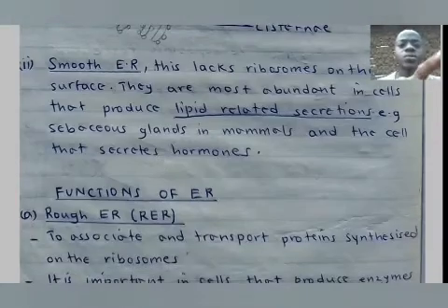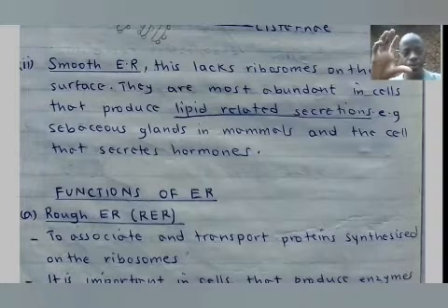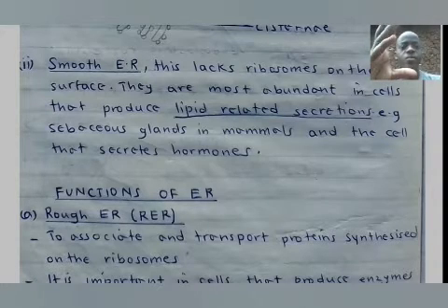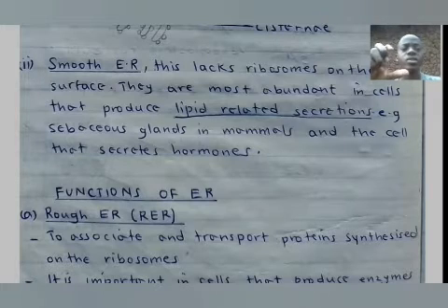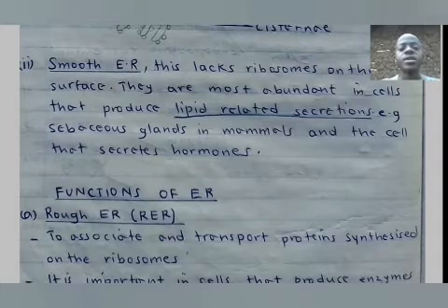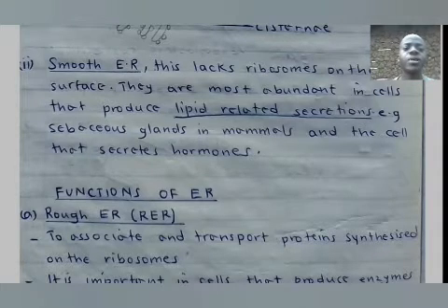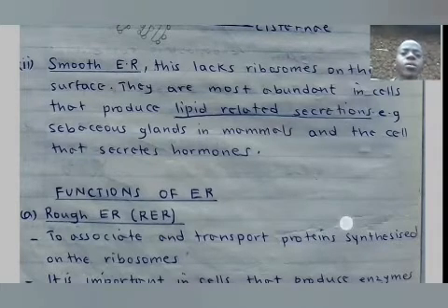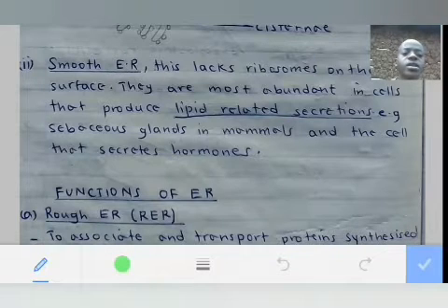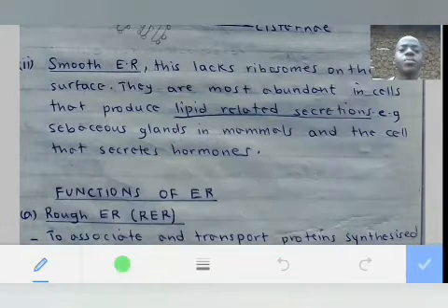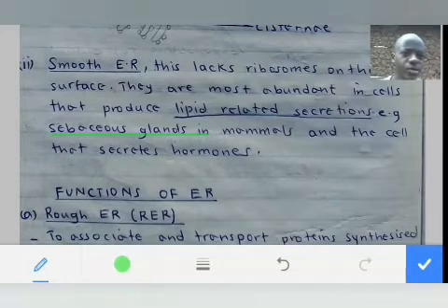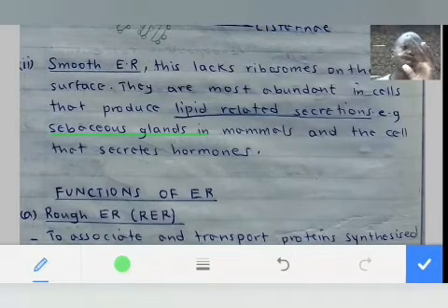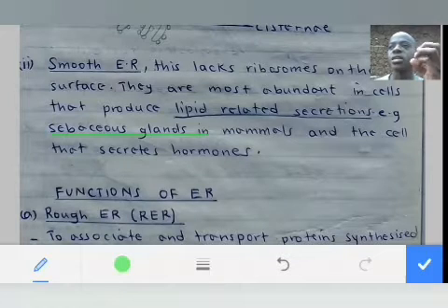But smooth endoplasmic reticulum is found in cells that produce lipid-related secretions, e.g., the sebaceous glands in mammals and the cells that secrete hormones. The sebaceous glands in mammals are the ones that produce the oils on our skins, so that they can look oily.